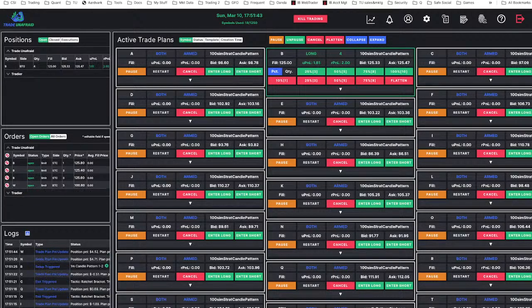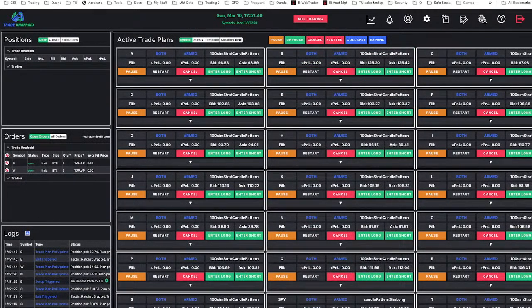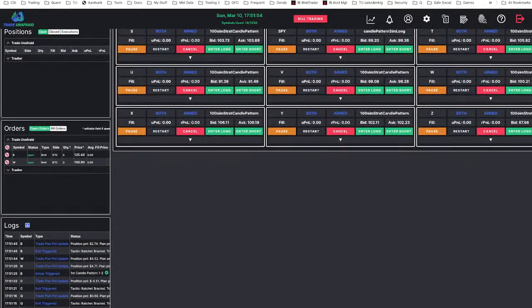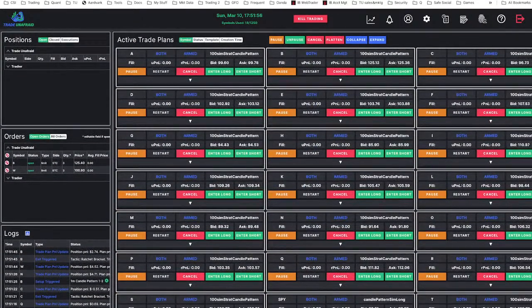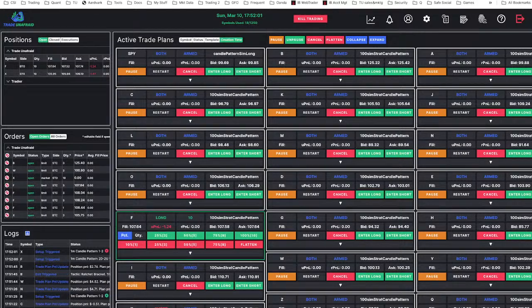All right, so now we got to go back to, see, I can sort these in various ways. Right now you can see A, B, C, D, E, F, G, H, I, all the way down through S, SPY, T, and all the way to Z. So that's sorted by symbol. I can sort by creation date. SPY was actually the first one I created.